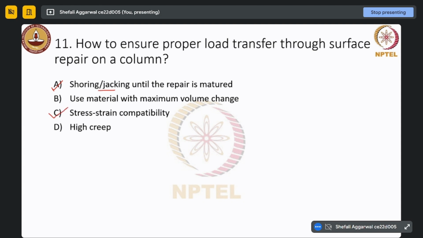So that our bond is proper between the two, substrate and repair. I don't think creep has any sort of importance here. No, it should have low creep actually. Yeah, A and C is correct, but you can't say creep doesn't matter. Creep will matter, but it should have low creep. If you have more creep, then there are chances that your repair material will just fall off from the substrate. Okay, the answer is A and C.